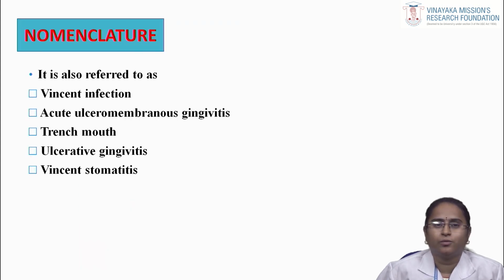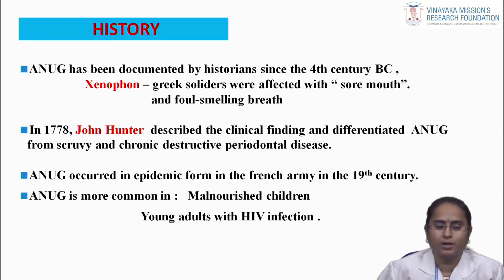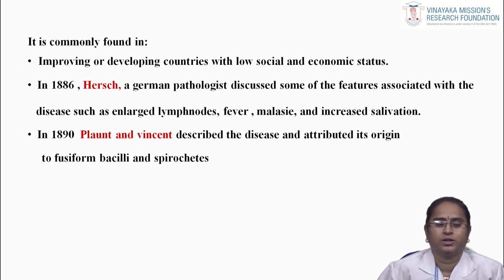Other names include Vincent's disease, acute ulceromembranous gingivitis, trench mouth, ulcerative gingivitis and Vincent's stomatitis. It has been documented since the 4th century, when Greek soldiers were affected with sore mouth and foul smelling breath. In 1778, John Hunter described the clinical findings and differentiated it from scurvy and chronic periodontitis. It also occurred in epidemic form in the French army in the 19th century. It is more common in malnourished children and young adults with HIV infection, and is commonly found in developing countries.